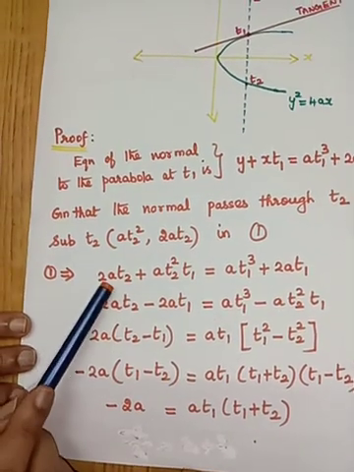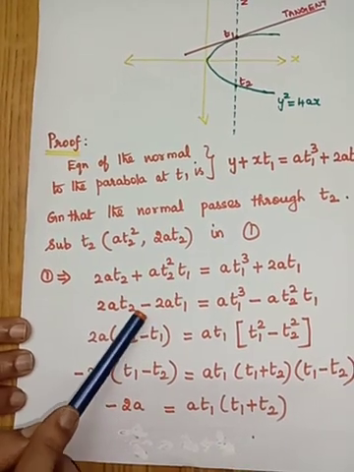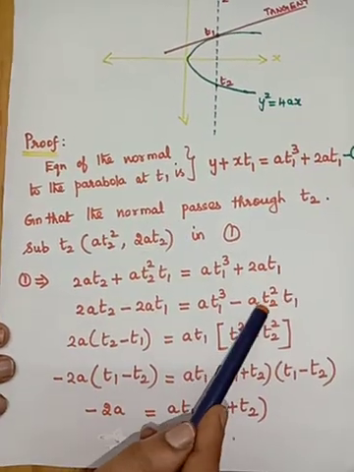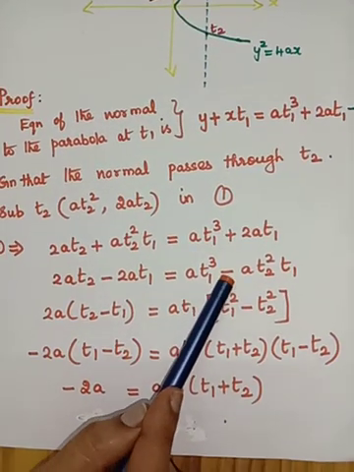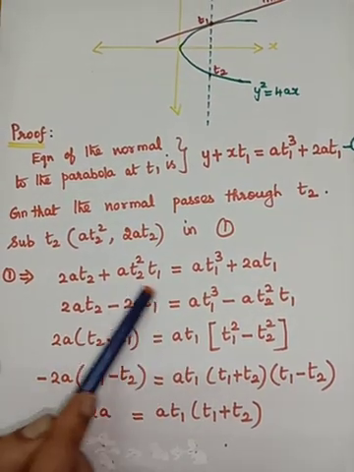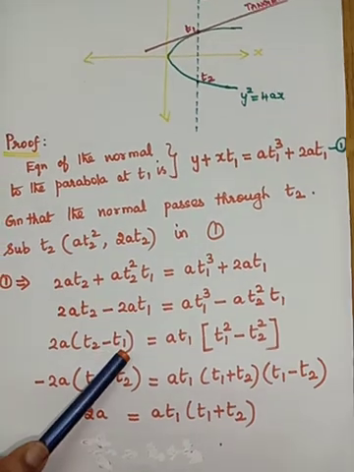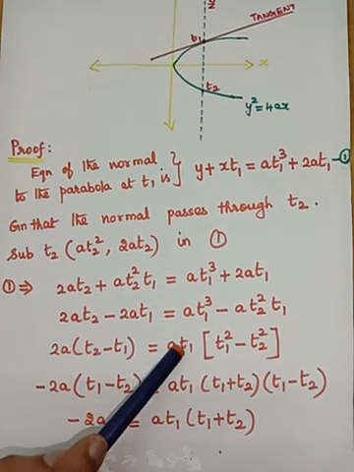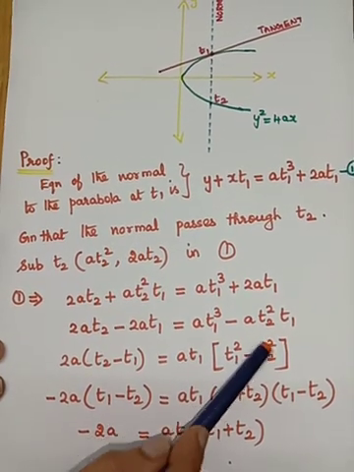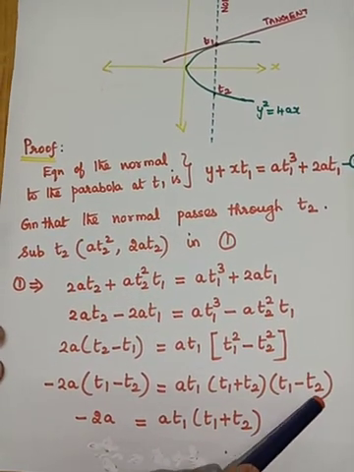Now 2a t2, bring this 2a t1 to the left side as minus 2a t1. On the left side this term has to be taken to the right side, so minus a t2 squared into t1. From these two terms, what is common? 2a is common, so here you have t2 minus t1. From these two, what is common? a t1. What is remaining? Here t1 squared minus t2 squared. It is in the form of a squared minus b squared, so it is (a plus b) into (a minus b).